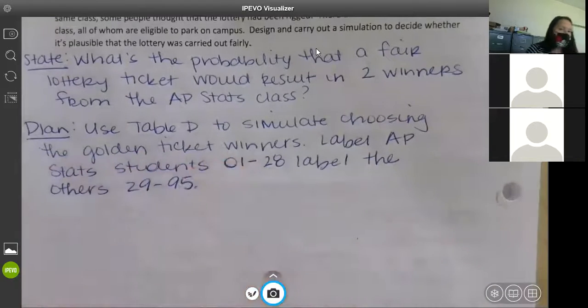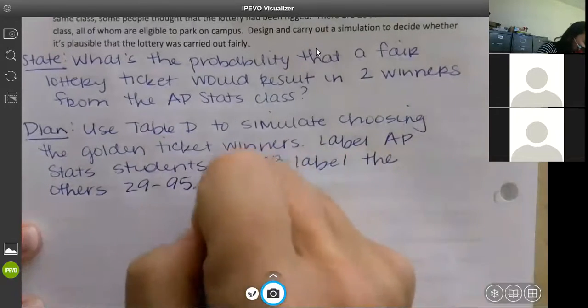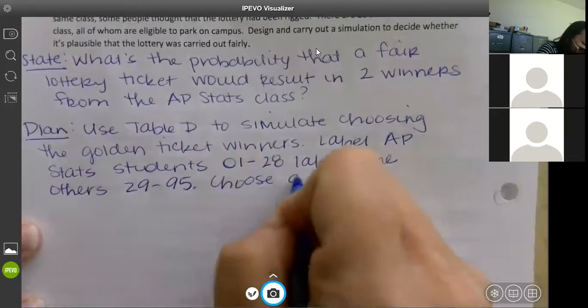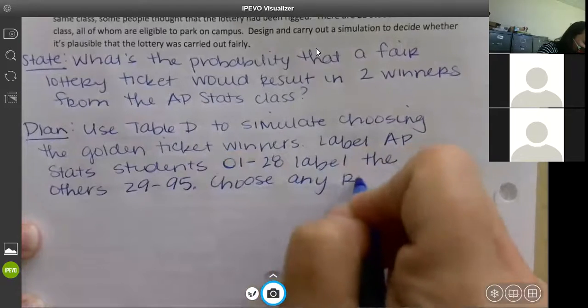Tell me why we had to do 01. Because there's 2 digits. So table D, you have to do that. If you're using your calculator, do you have to do that? No. Okay. All right. Now what do we do? Choose any row. What do we do?